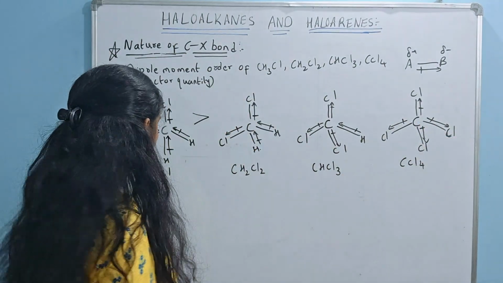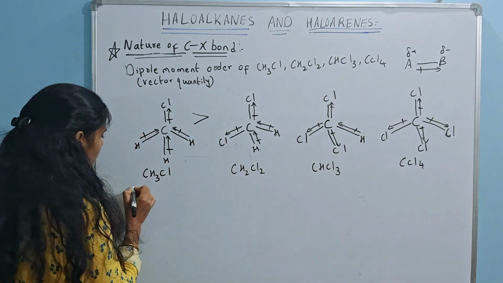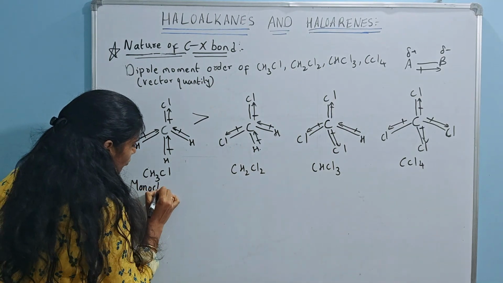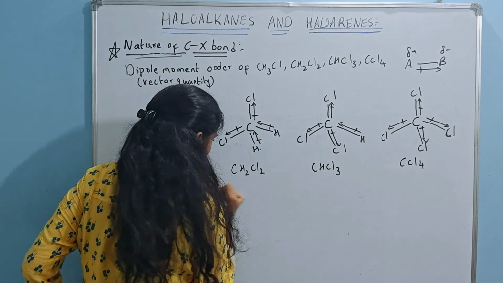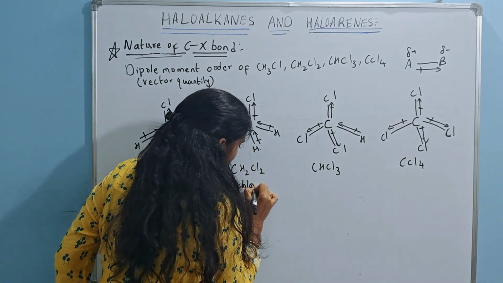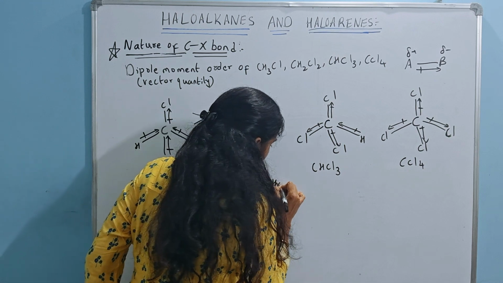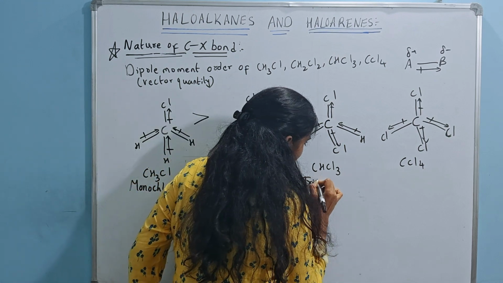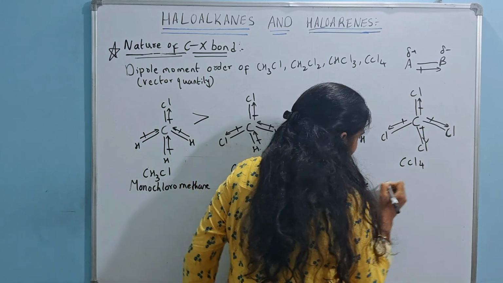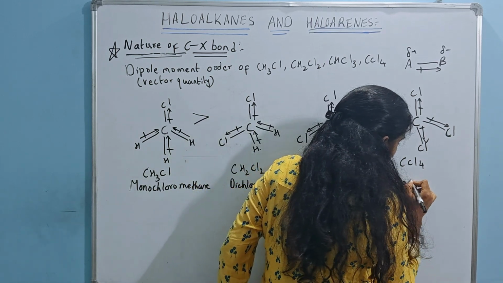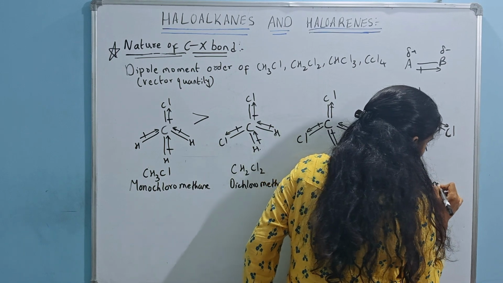Now if you come to the next molecule, you can write the names also. This is your monochloromethane. This is your dichloromethane. This is your trichloromethane. This is tetrachloromethane.